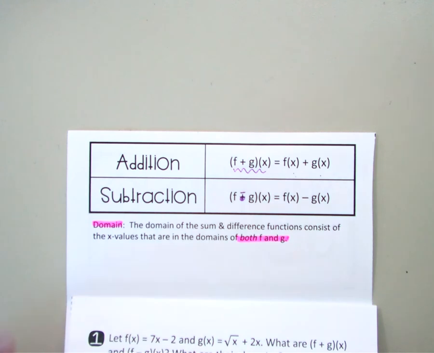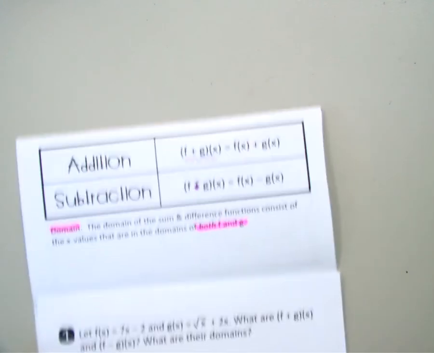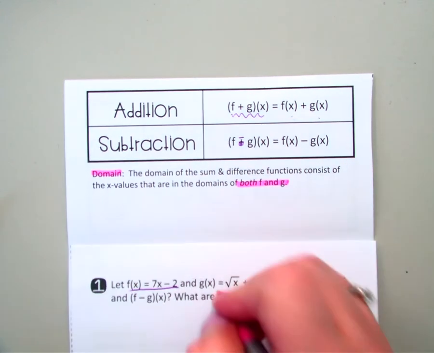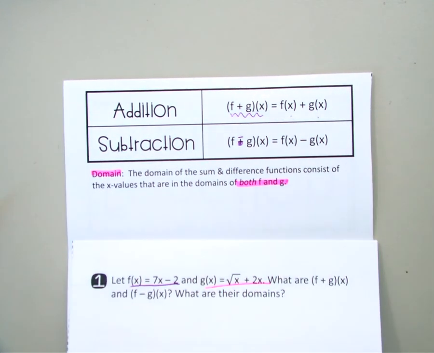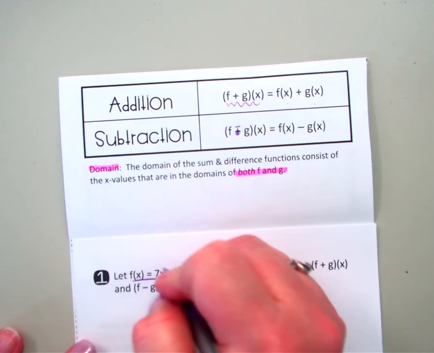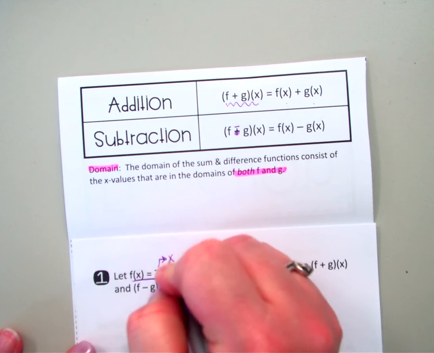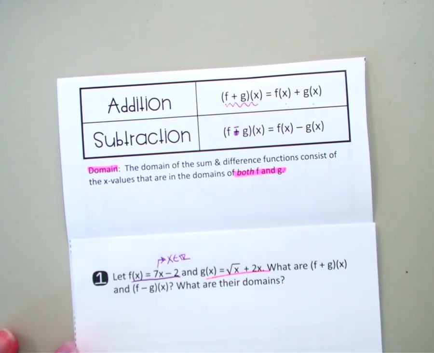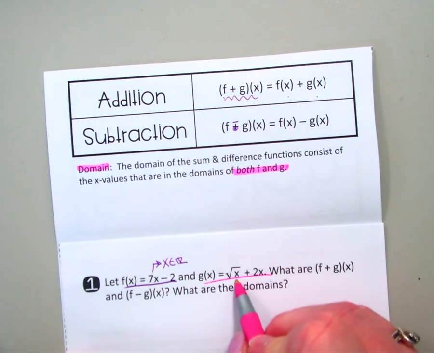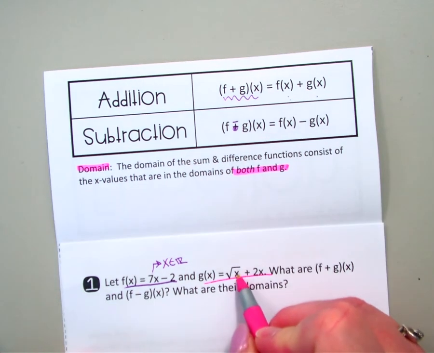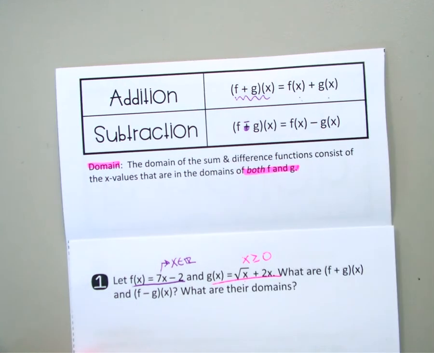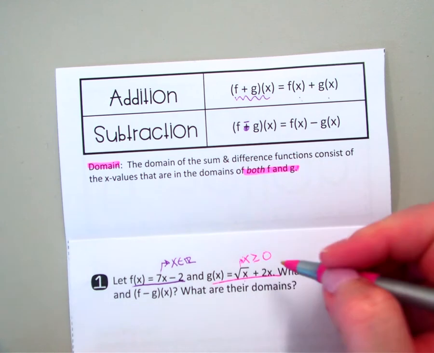So let's take a look at our first example here. We have f of x equals that, g of x equals this. Looking at this one right here, this is a linear function, so I'm thinking in my head, my domain is everything. x is an element of the reals. It's going to be every single real number. Whereas this one being a radical, take the stuff underneath the radical, it's going to be greater than or equal to 0. So our domain for that one is going to end up being greater than or equal to 0.